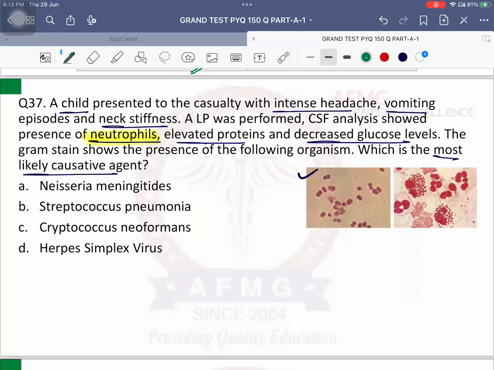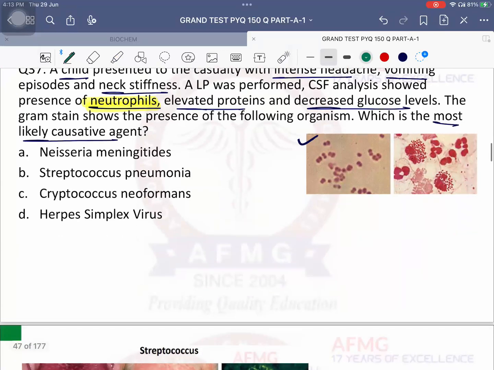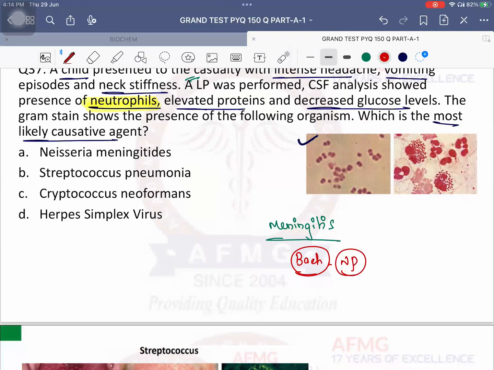Important is, guys, intense headache, vomiting, and neck stiffness, sometimes along with fever, is the classical triad of meningitis. So they are talking about a case of meningitis. Therefore, they have performed a lumbar puncture and CSF analysis shows neutrophils. I have told you there are 4 causes of meningitis: bacterial, viral, tubercular, fungal. Only which shows neutrophils? Very good. Only bacterial shows neutrophils. Rest all shows lymphocytes. Therefore, it is a case of bacterial meningitis.